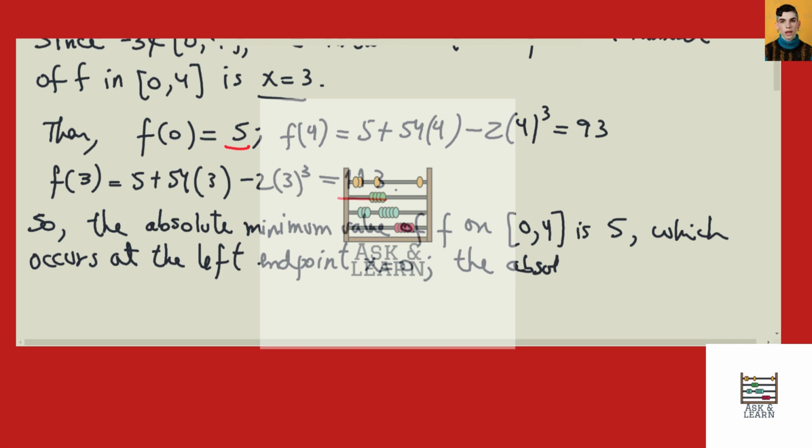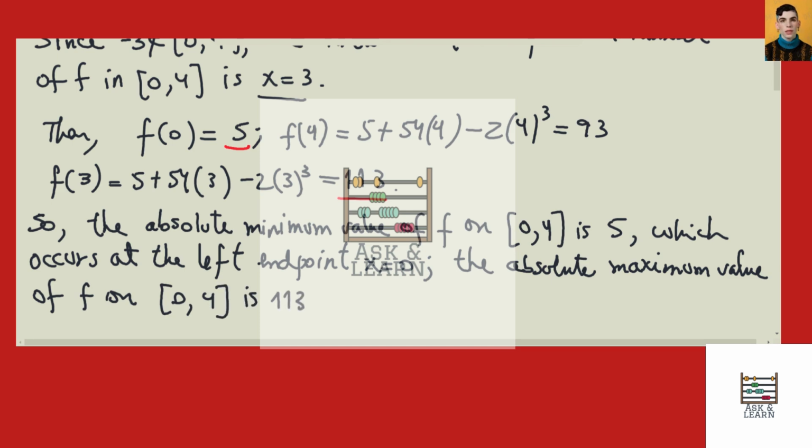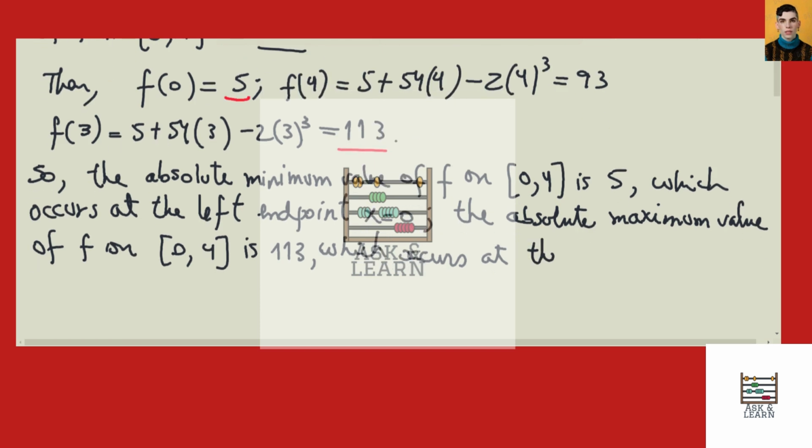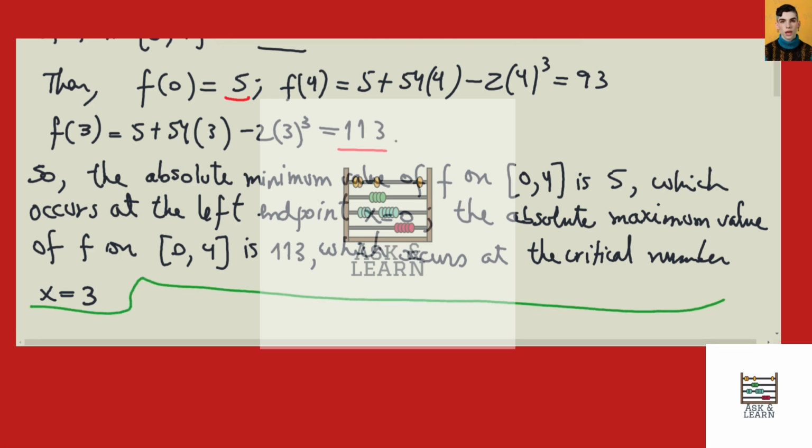And the absolute maximum value of f on the interval 0, 4 is 113, and this occurs at the critical number 3. And that's the answer to this problem.